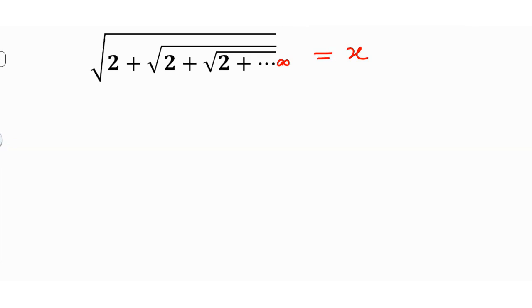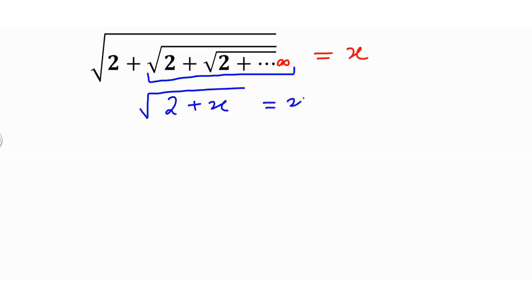Now, you should know this concept that if something is going to infinity, one or two numbers don't really matter. If we take just this part, the whole thing is actually the same, na? Even if you ignore one under root 2, we are still going to get the same number up to infinity. So this part and this whole thing are actually the same value. So we can write this as under root 2 plus x. It is equal to x.